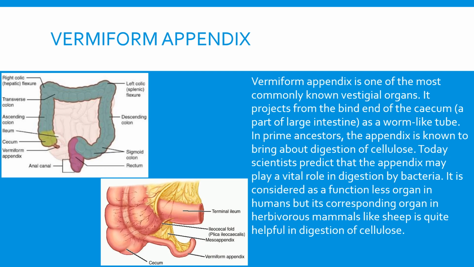Another vestigial organ found in humans is the vermiform appendix. It is one of the most commonly known vestigial organs. It projects from the blind end of the caecum. The caecum is a part of the large intestine and it projects as a worm-like tube. In primate ancestors, the appendix is known to bring about digestion of cellulose. Today, scientists predict that the appendix may play a role in digestion by bacteria. It is considered a functionless organ in humans, but its corresponding organ in herbivorous mammals like sheep is quite helpful in digestion of cellulose.